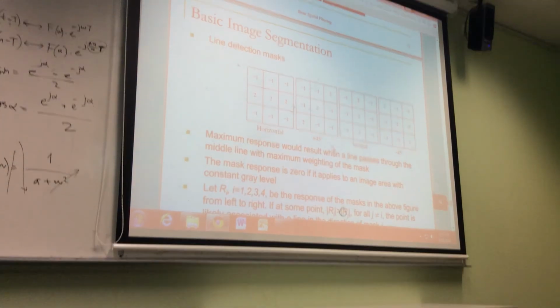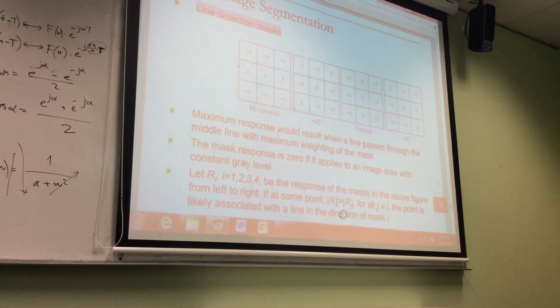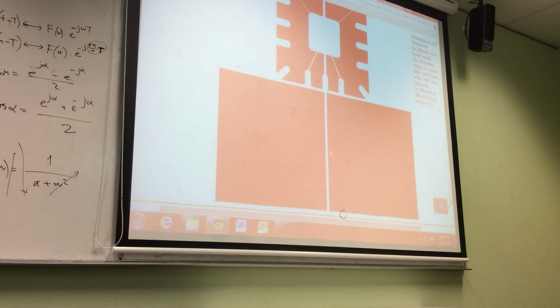This one, line detection marks. So we solve it like this one. The 45 degree line is okay: 2, 2, 2. So this is the example. You will have a look here. See the example. Let's say I got the image here.